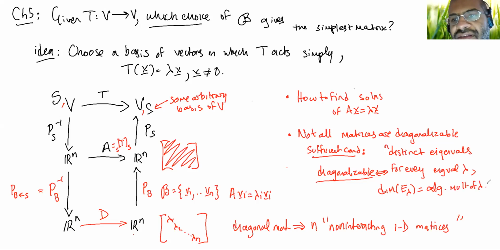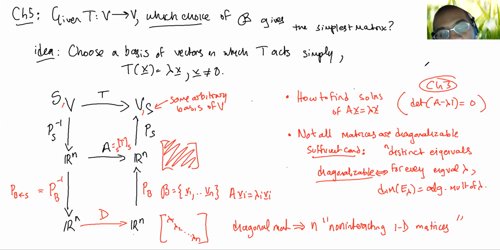And the way, okay, the algebraic multiplicity was the number of times it appears as a root of the characteristic equation. And this is where chapter 3 came in, right? That's actually why we did chapter 3, just so we could solve that characteristic equation. Okay. So that's how chapter 5 relates to chapter 4.